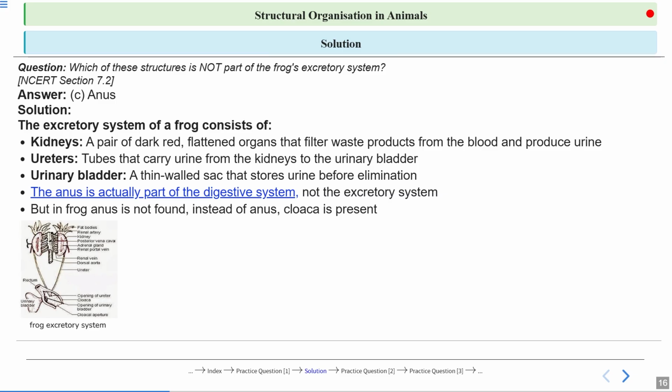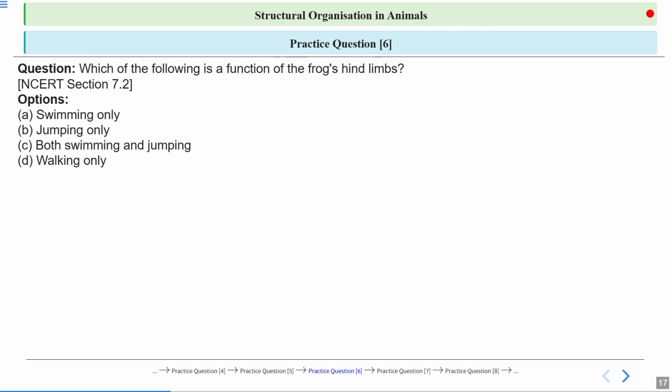Okay, let's move to our next question. Which of the following is a function of frog's hind limb? Frog's hind limb. This is NCERT section 7.2. This question is coming from this section. Okay. A, swimming only. B, jumping only. C, both swimming and jumping. And D, walking only. Okay. Let us see the answer of this question.